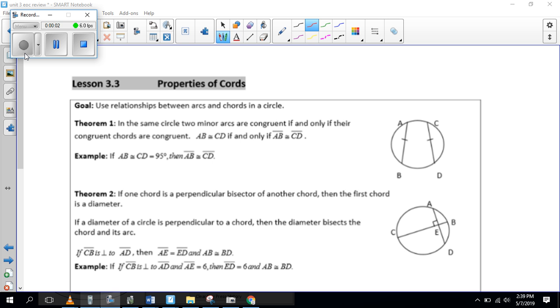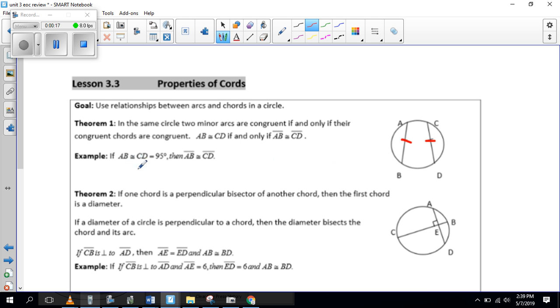Okay, the next section is on properties of chords. We're going to learn about some relationships. So if we have a circle with two chords on the inside, they are congruent. And guys, remember those tick marks tell you they're congruent.